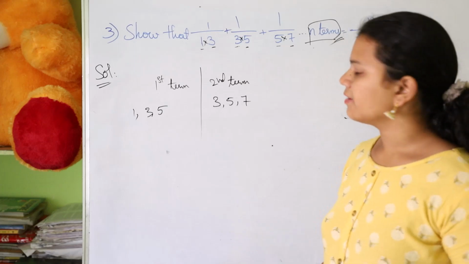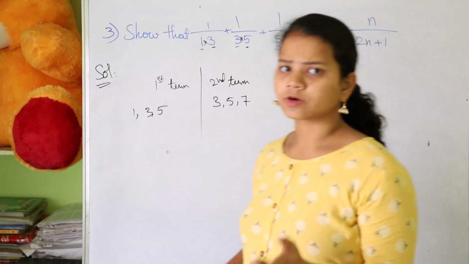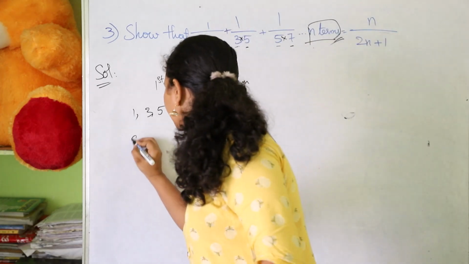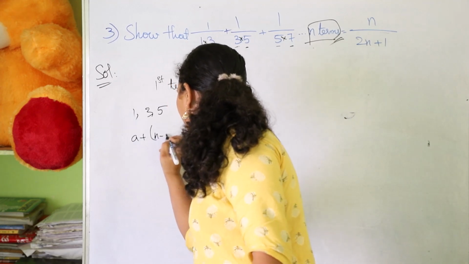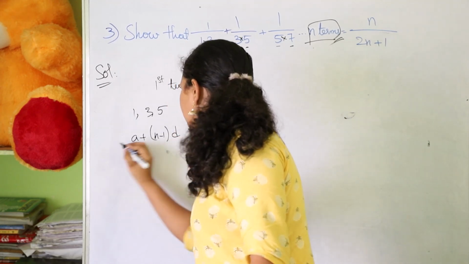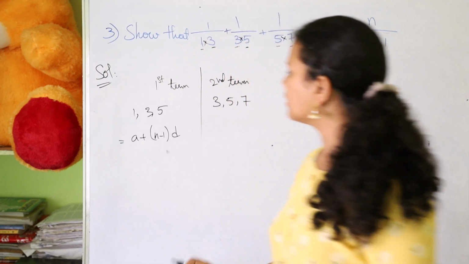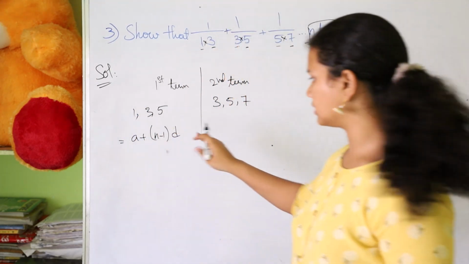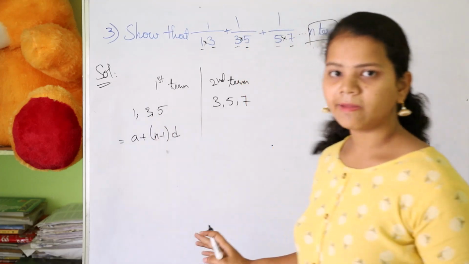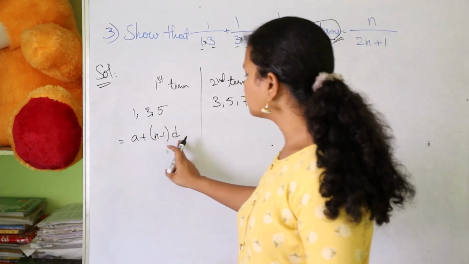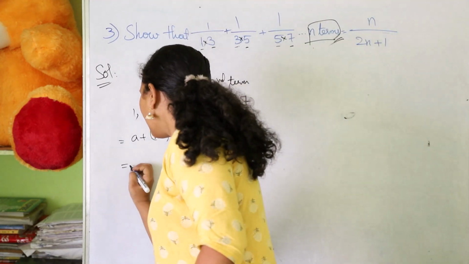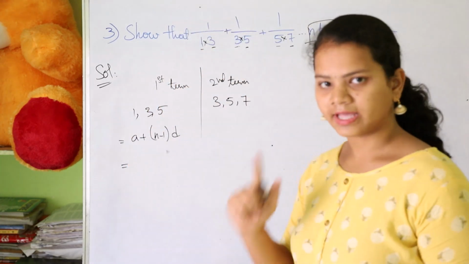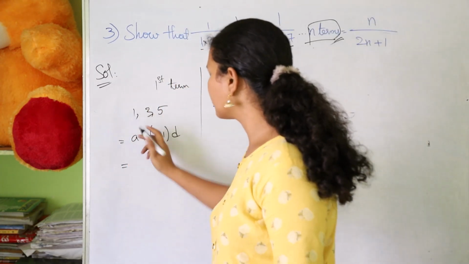Now here you have 1, 3, 5. As we know the AP formula, arithmetic progression formula, is a plus n minus 1 into d. We have studied this in class 10th. Where a means first term, you know. Just look at this progression, 1, 3, 5. So the first term over here is 1.